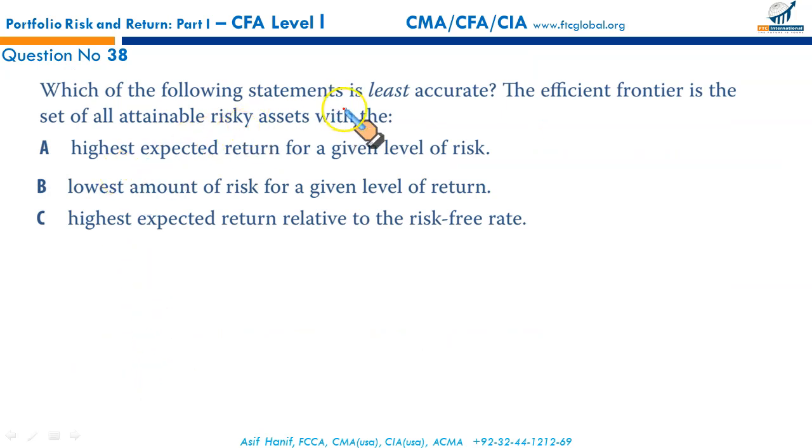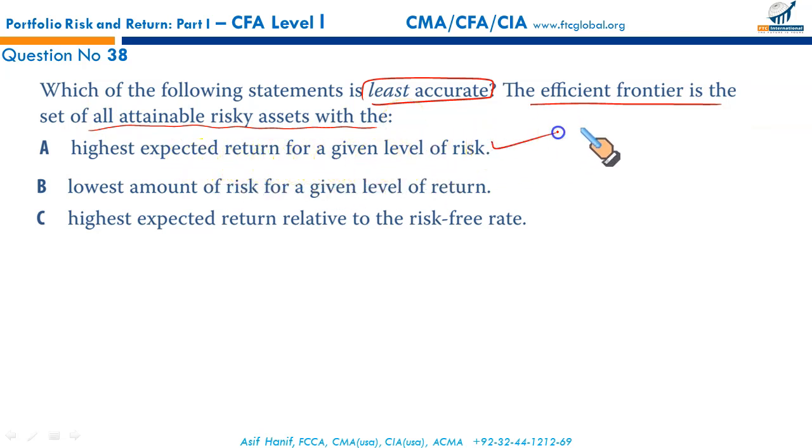Which of the following statements is least accurate? Mind the word: least accurate. The efficient frontier is the set of all attainable risky assets with the highest expected return for a given level of risk. This is true. Lowest amount of risk for a given level of return. This is true as well. The highest expected return relative to the risk-free rate. This is incorrect. The efficient frontier does not account for the risk-free rate.